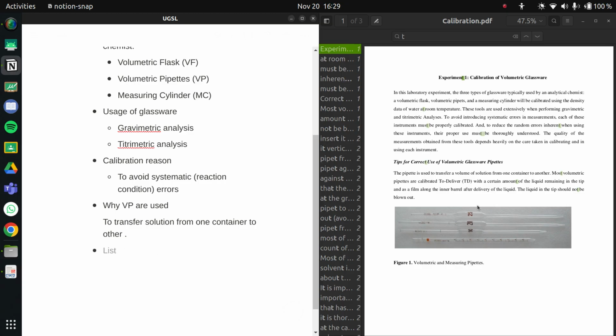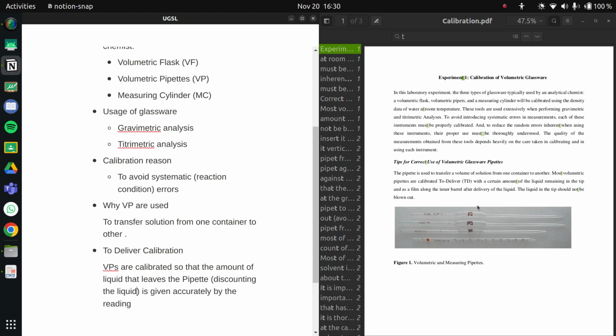So they are calibrated to deliver. Volumetric pipettes are calibrated so that the amount of outgoing liquid, that is, the liquid that leaves the pipette, is given accurately by the reading, disregarding the liquid that stays inside the pipette.